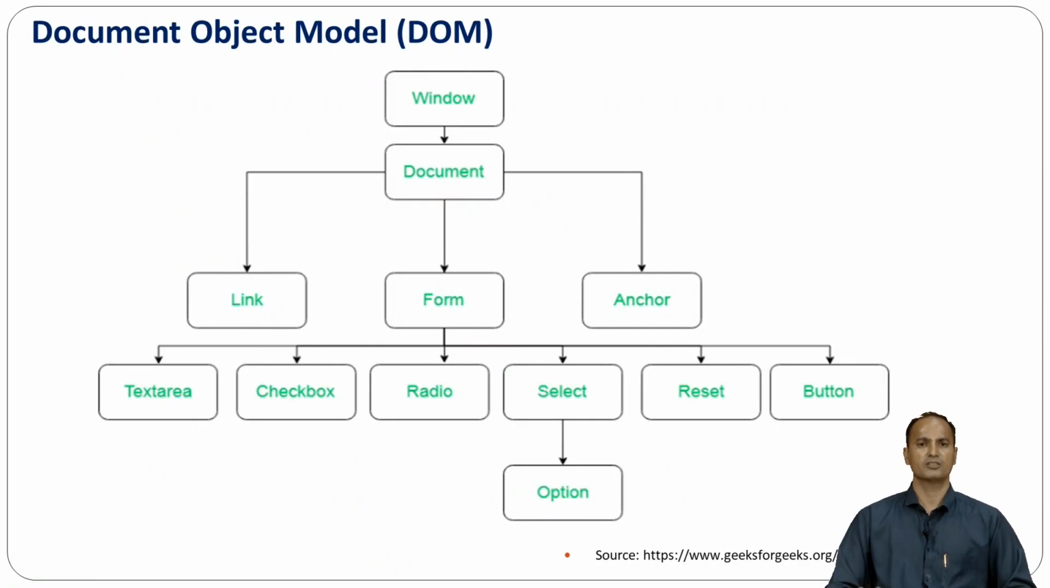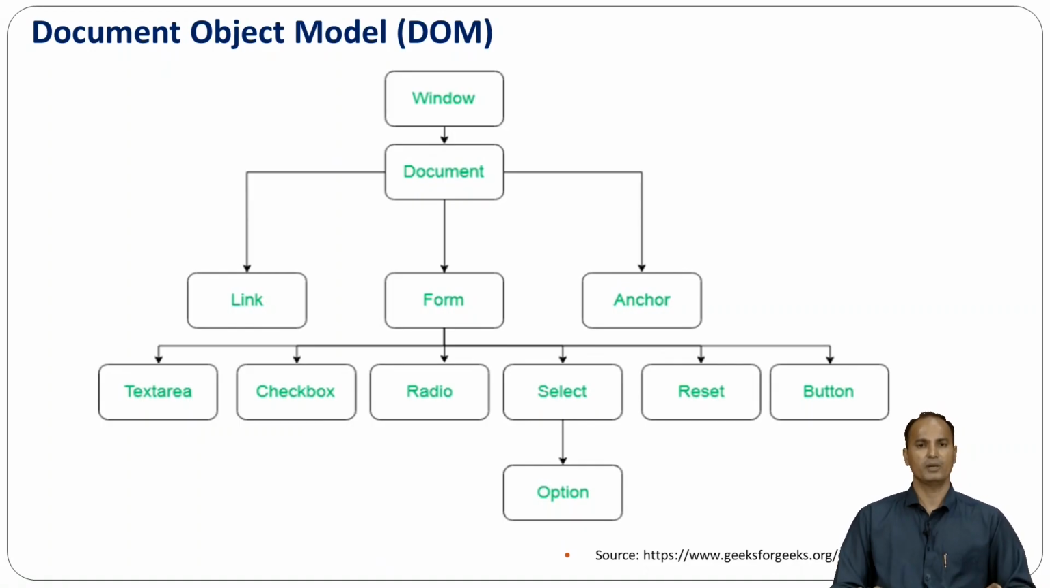Okay, the tree structure of the DOM looks like this. At the top there is a window object. Below the window object there is a document object. That document is simply our web page. Whatever HTML files we are writing will be known as the document.